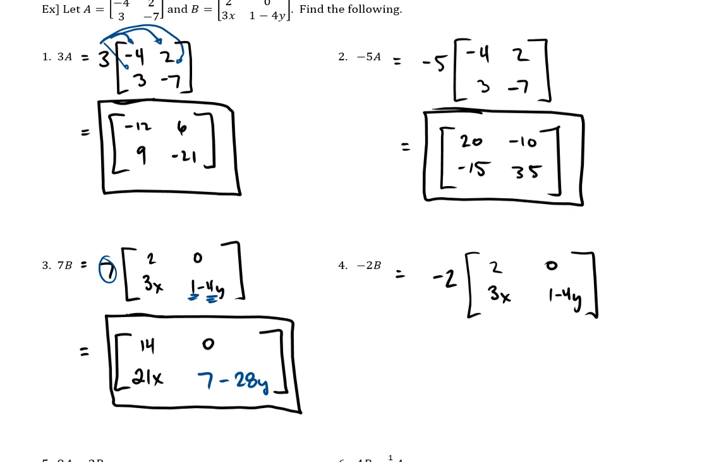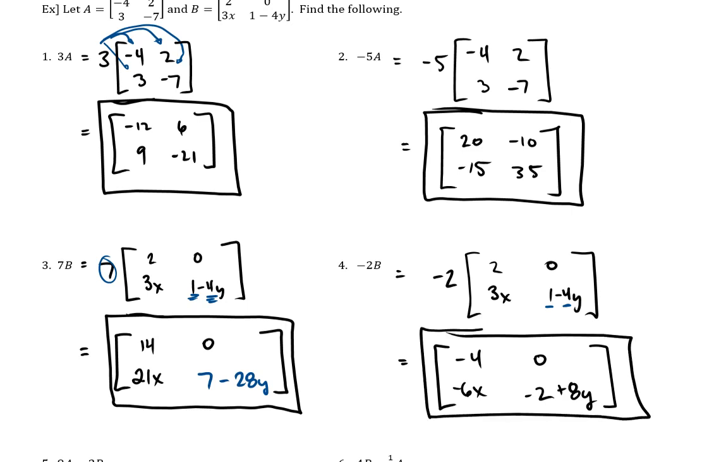Like all negatives, we just have to be careful when we multiply. Just make sure that the sign is correct at the end. So negative 2 times positive 2 would be negative 4. Negative 2 times 0, so 0 is always good. That's 0. Negative 2 times 3x would be negative 6x. And then, just like the last one, make sure that negative 2 does multiply each of those coefficients there. So negative 2 times 1 is negative 2. Negative 2 times a negative 4 would change it to positive, and then 8y.